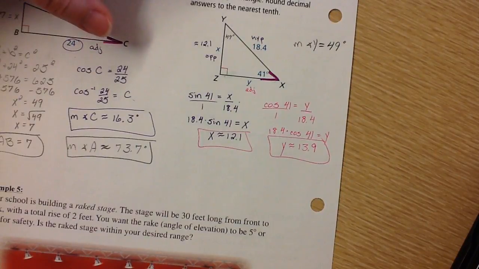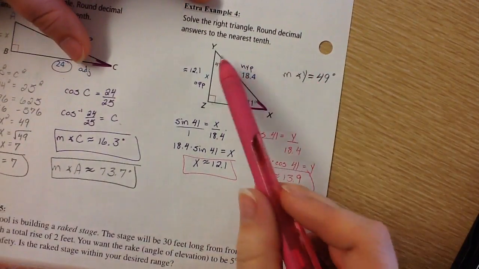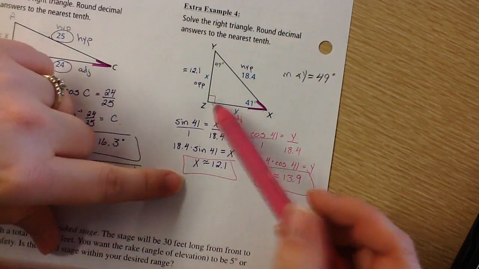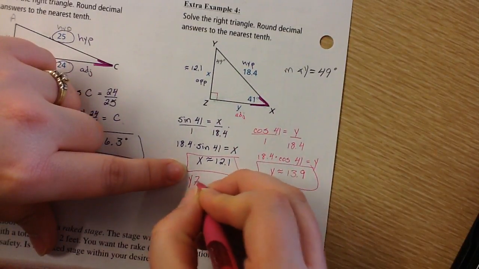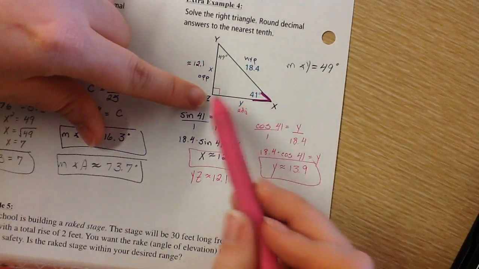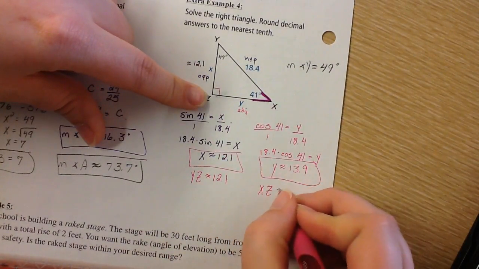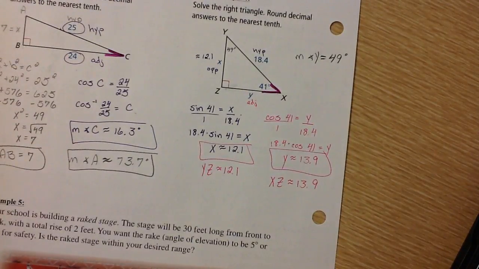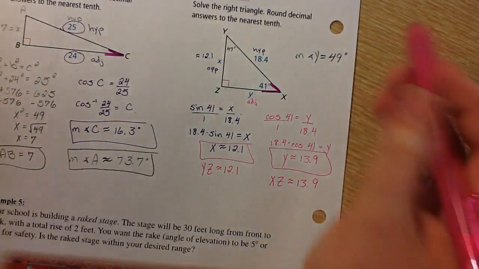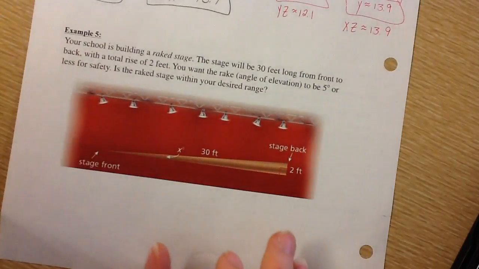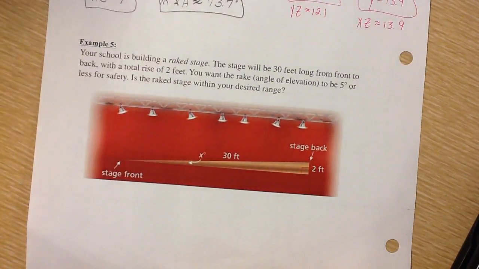Okay, so we found all the missing pieces. We found the measure of angle y. We found x, which is the distance from y to z, approximately 12.1. And then we found y, which is the distance from x to z, approximately 13.9. So we found all of our missing pieces. Measure of angle y is right up there. So we found it all. This triangle is solved.